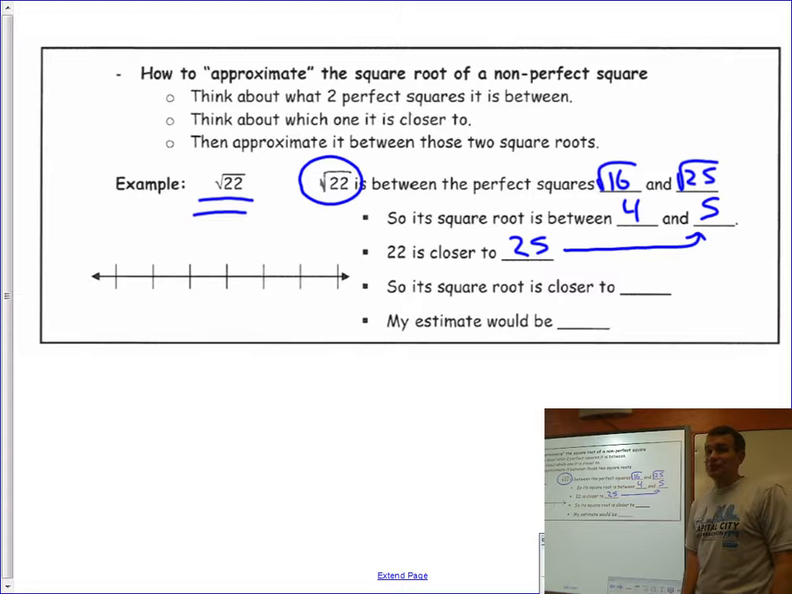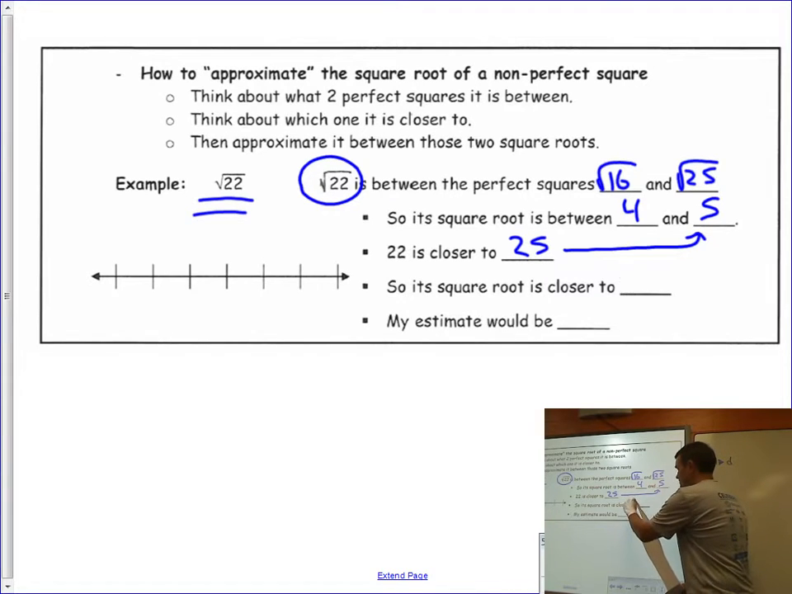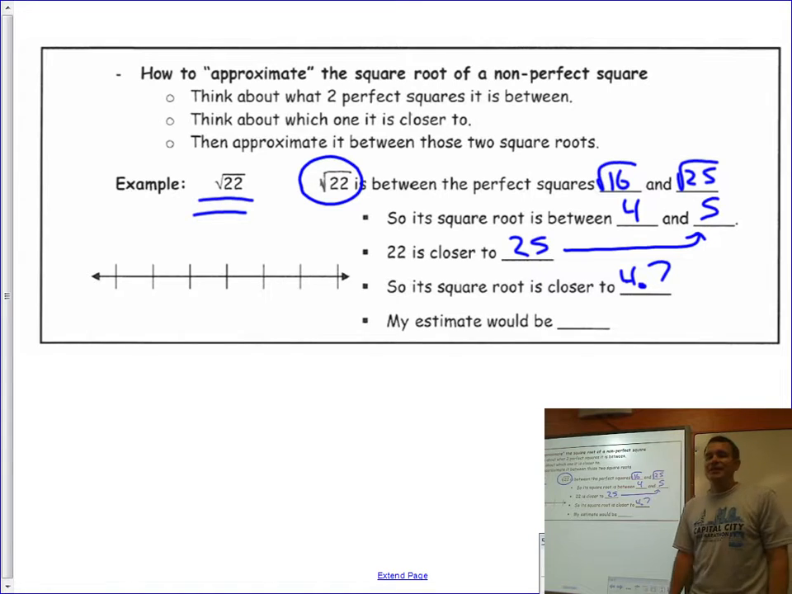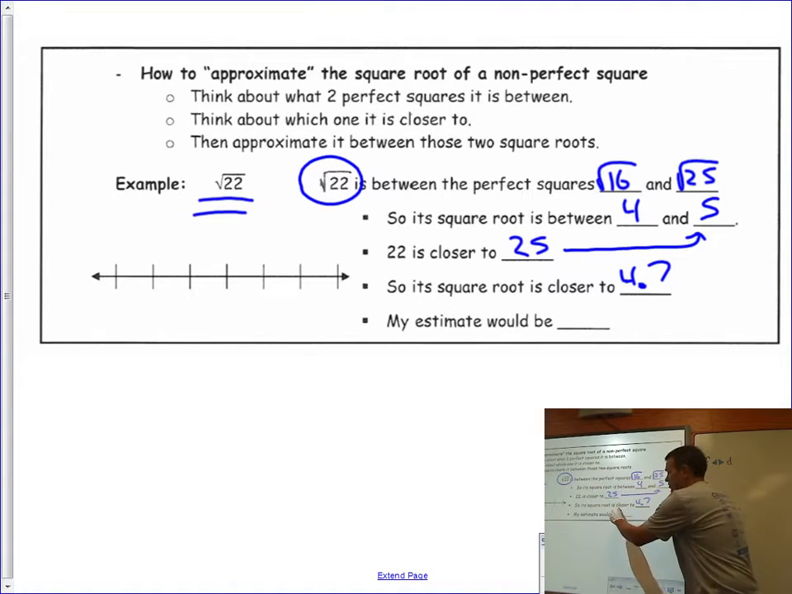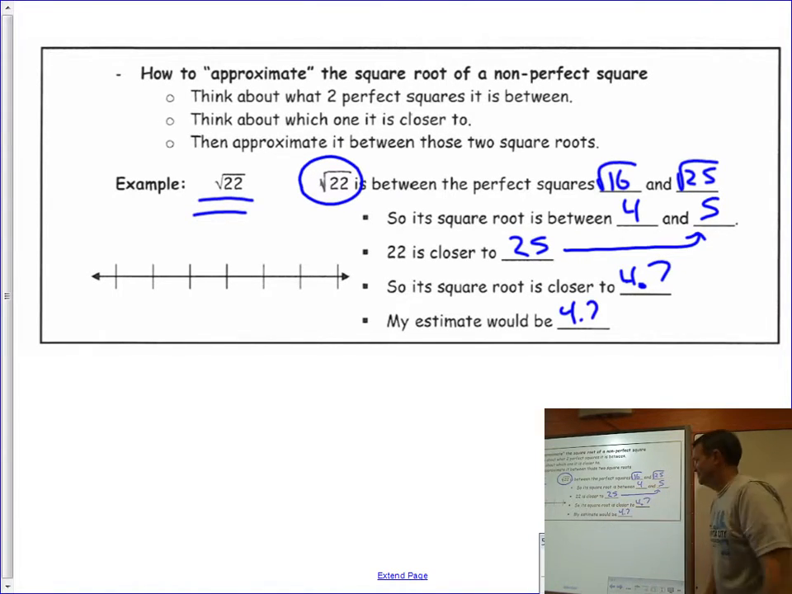And I would, for 22, probably go about 4.7. The closer to 25, the higher I would have made it. If it had been 24, I might have gone 4.9. So my estimate would be 4.7. I guess I meant that to be a 5. The square root is closer to 5, so I'm going to estimate 4.7.